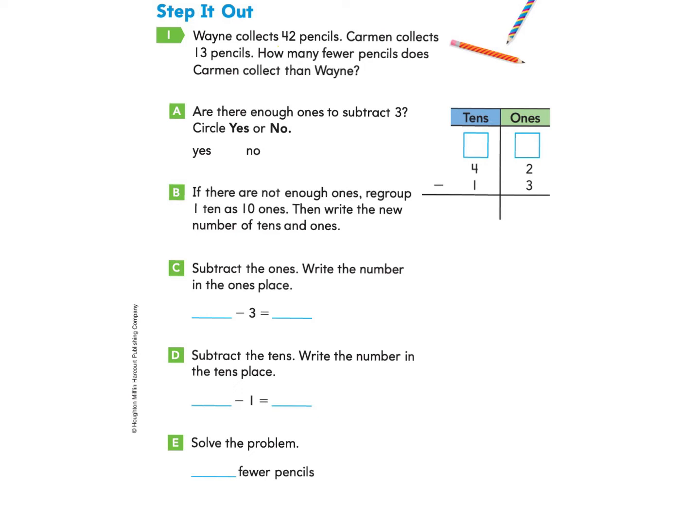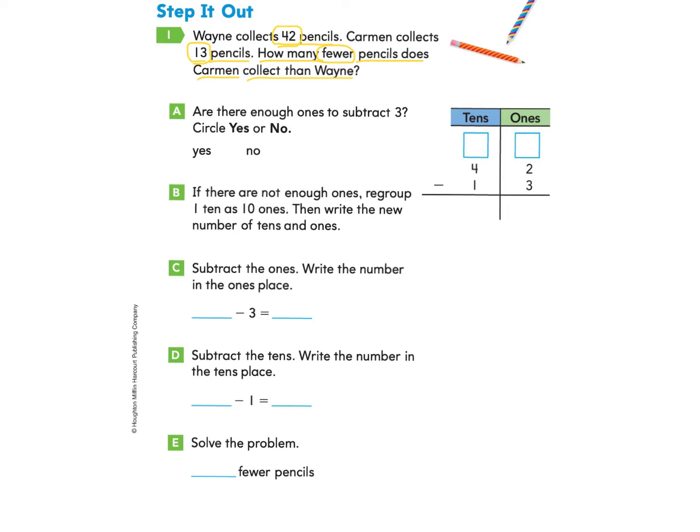Wayne collects 42 pencils. Carmen collects 13 pencils. How many fewer pencils does Carmen collect than Wayne? Okay, we have circled and underlined some important information to help us solve this problem. Now let's go through parts A, B, C, D, and E together. Part A, are there enough ones to subtract 3?